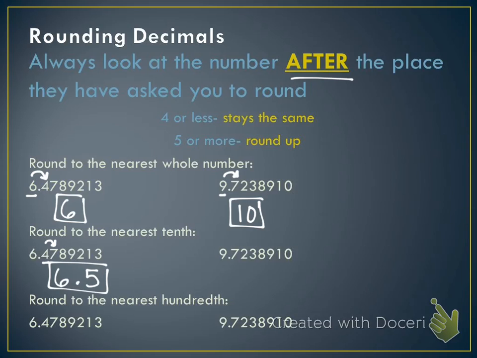What about the next one, Isabel? What number is in the tenths spot? The 7. Okay. And what am I going to look at? The 2. Very good. Does that 2 tell me to keep the 7 the same or bump it up? Keep it the same. So my answer is 9.7.